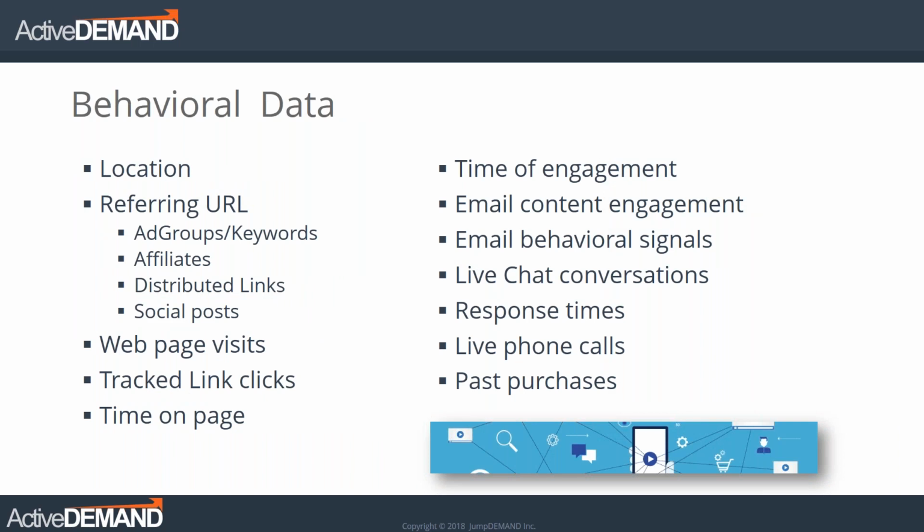The next type of data is behavioral data. And this behavioral data is when the actual individuals are doing stuff, right? It's where they're doing it, how they come to your website, what they do on the website, what they click on, how long they spend on specific pages. Maybe they're phoning, they're chatting. Maybe they bought something in the past. So this is really transactional data, and it's very important data, but it is transactional in nature. Somebody does something, and we are trying to interpret behaviors based on this data.